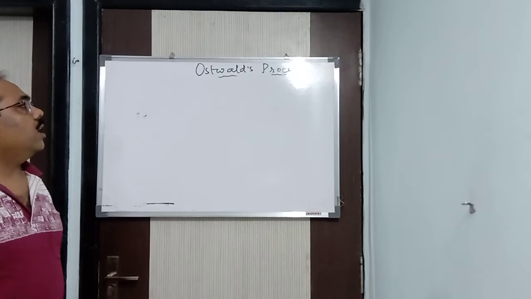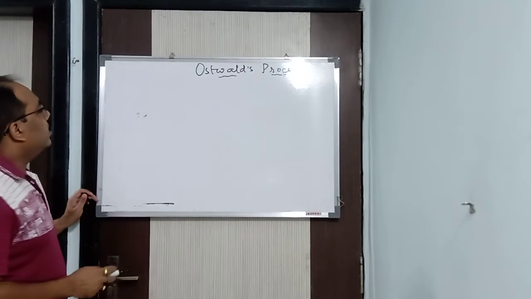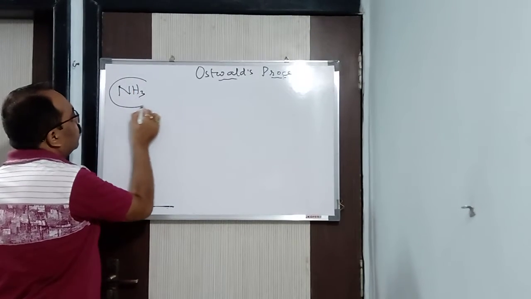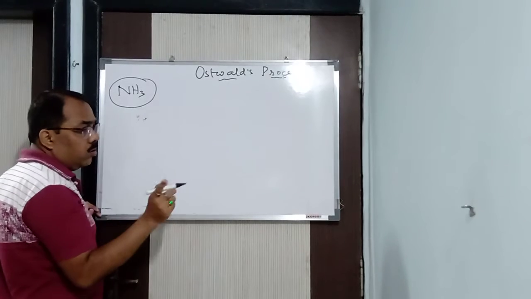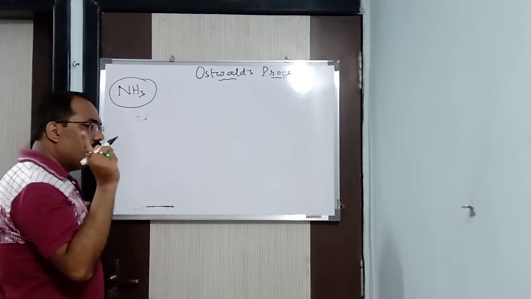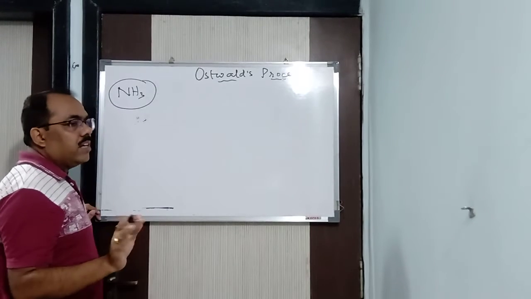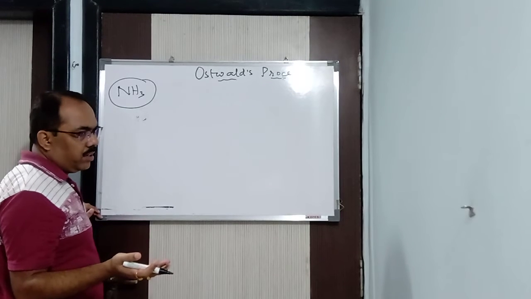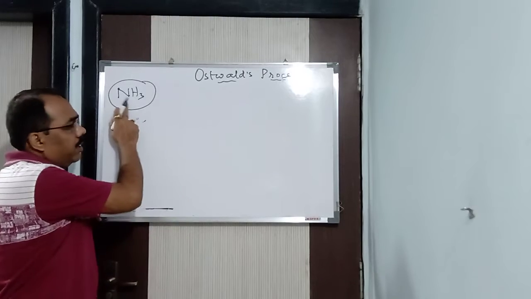Now, in the Ostwald process, what we are taking is basically ammonia. We will be taking pure and dry ammonia. Remember that it should be pure and dry. Why pure? Why dry? Because if it is impure, then the nitric acid prepared will again be impure, and again we have to go for purification of the nitric acid. So economically it is a loss for the industries. For that reason, the reactant always should be pure.